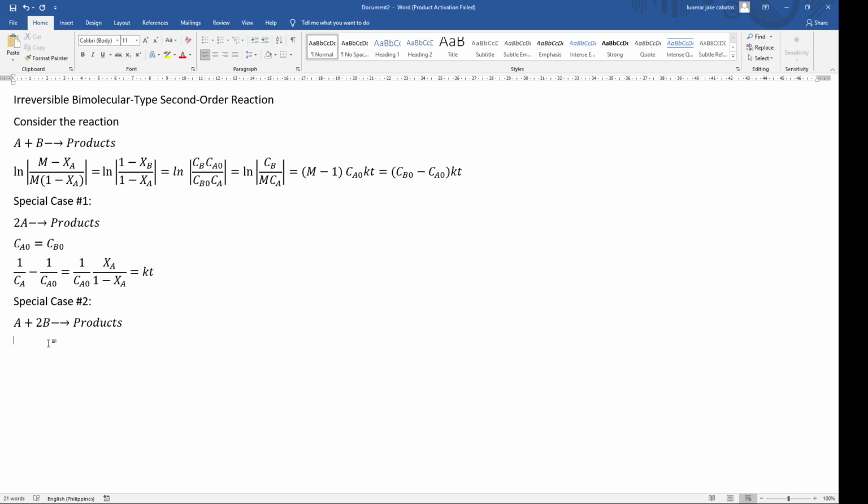So now we'll be going to special case number 2. We've already discussed special case number 1, wherein CAO, the initial concentration of A and B, are equal, so we'll be having this equation. Now, what if one of the reactants has a coefficient?